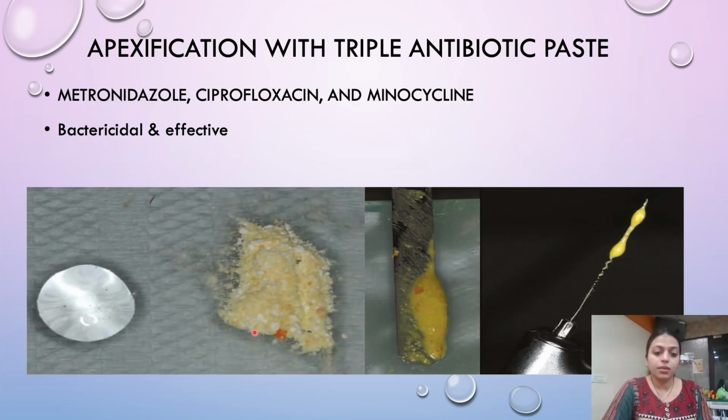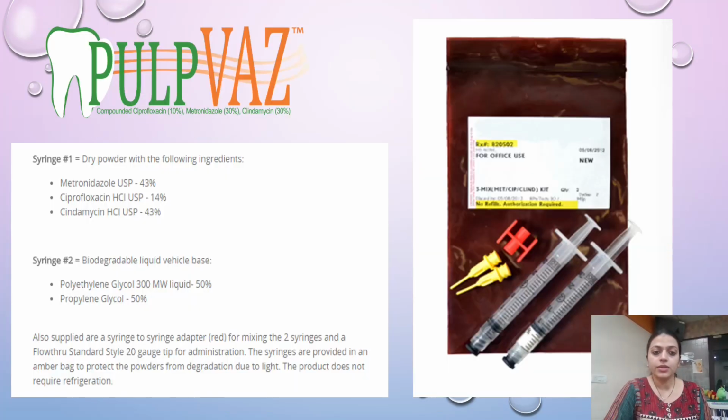You can see the tablets or the antibiotics are crushed into powder form and mixed with a drop of either propylene glycol or normal saline, and then it is mixed into a paste-like consistency. This is a commercially available one, Pulp Vase, in which ciprofloxacin, metronidazole and clindamycin are used.